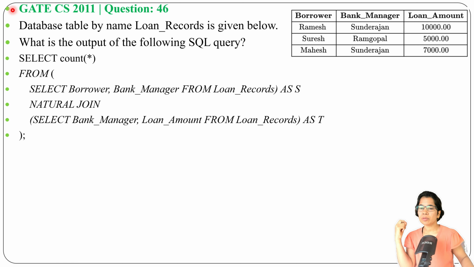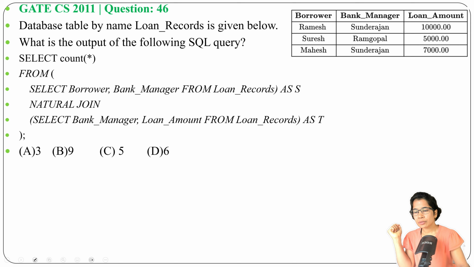Hey students, let's solve one previous question of DBMS. This question was asked in GATE CS 2011, question number 46. A database table by the name Loan Record is given below. This is the database. What is the output of the following SQL query? One SQL query is given with 4 options. Let's run this SQL query.